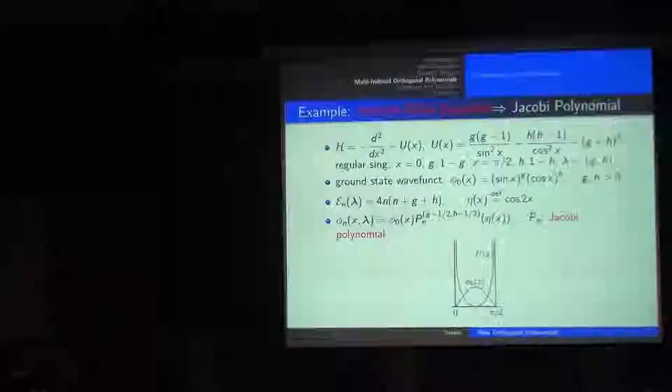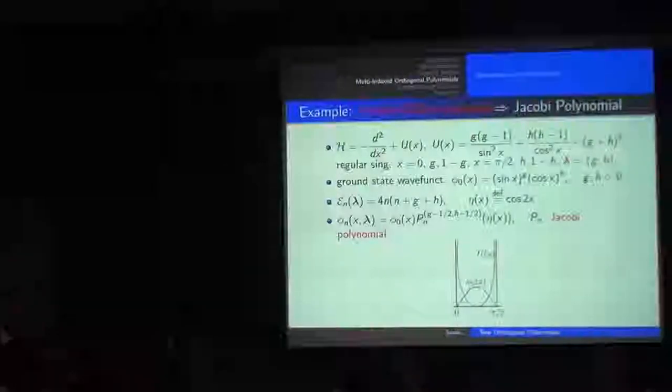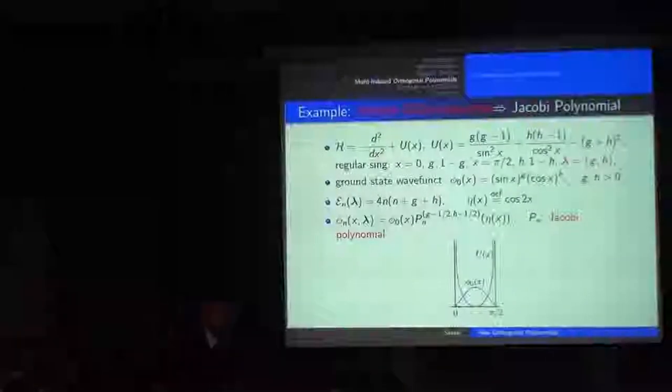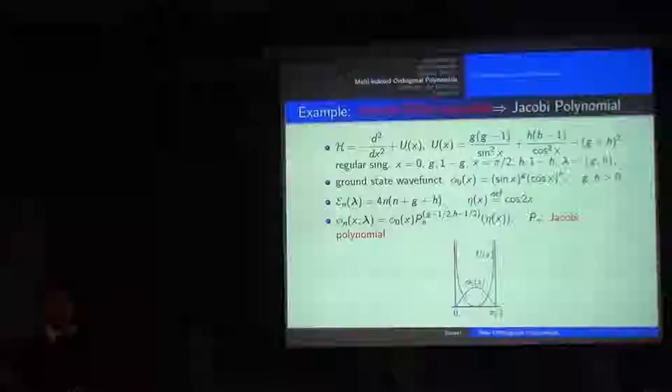...to 0. Cosine square of x has a singularity at x is equal to pi over 2. And I don't know whether you teach Fuchsian differential equations, probably not in undergraduate. But it has a regular singularity at x is equal to 0, and this g has so-called characteristic exponents at x is equal to 0, that is g and 1 minus g. And at x is equal to pi over 2, it has characteristic exponents h and 1 minus h.